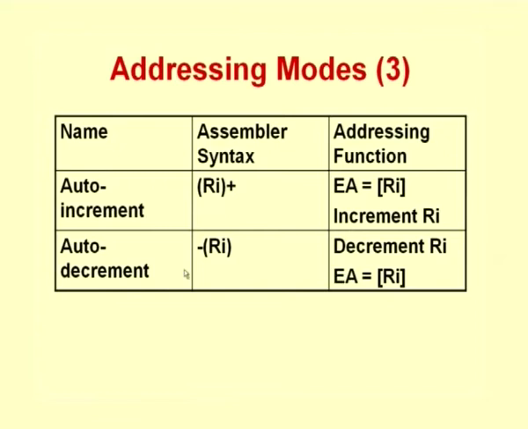In auto decrement, as we have seen earlier, it is very similar to increment, but the decrement normally is done as a pre-decrement, that is, you will first decrement the value of Ri and then use that value of Ri to calculate the effective address. So, these are two other addressing modes that we have.